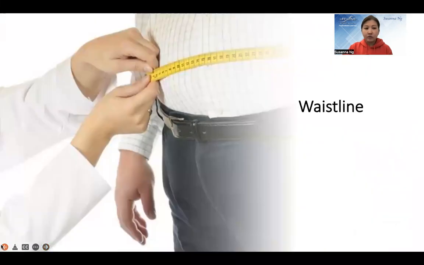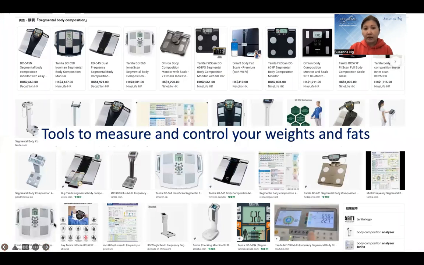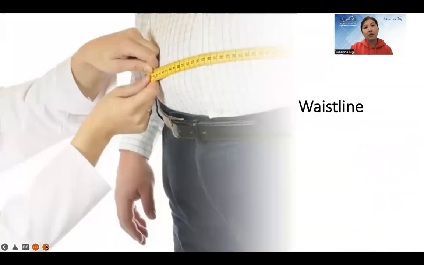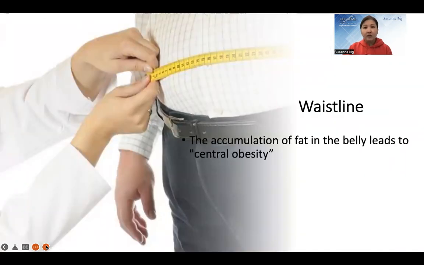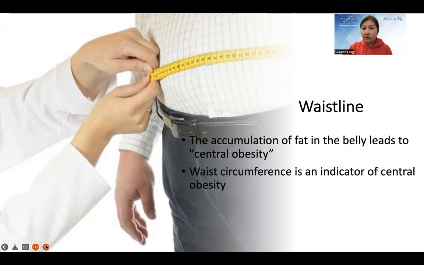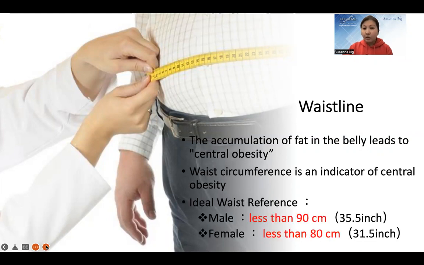There are a lot of tools to measure our body and control our weight and fat. We can pick one to keep checking our body weight and body fat. The accumulation of fat in the belly leads to central obesity, so the waist circumference is an indicator of central obesity. The ideal waist reference is less than 90 cm for a man and less than 80 cm for a woman.